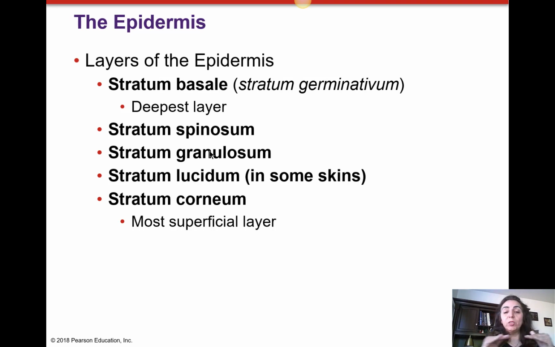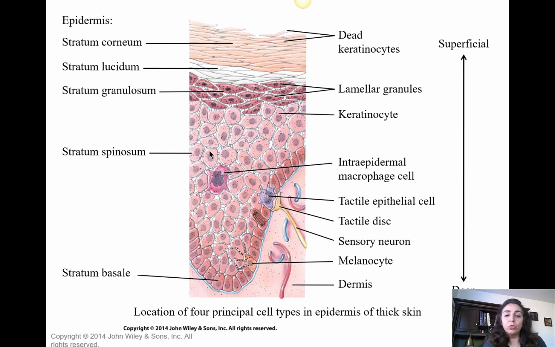Lucid means transparent, without color. This is a layer that is seen as a white or empty space, but it's only in some of the skins that we're going to talk about. And the final top layer, the most superficial layer, is called stratum corneum. So let's go and see these actually over the skin.